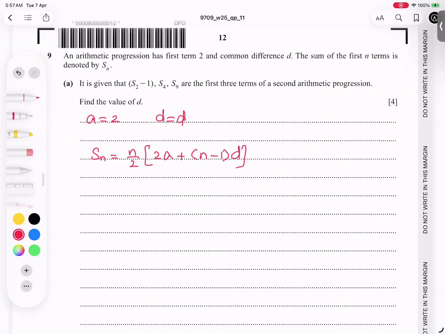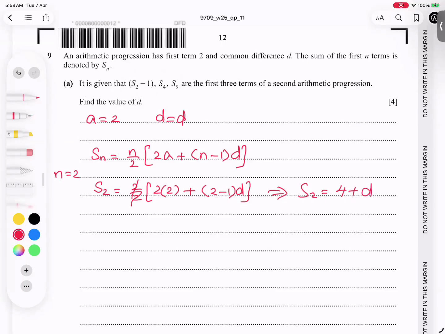So we'll go to find all these values. First of all, I'm looking for S2. So I replace every n by 2. I got S2 equals 2 over 2, and 2 replaced by 2, again 2 minus 1, and the common difference is D. So for S2, these two cancel, and I'm getting 4 plus D only.